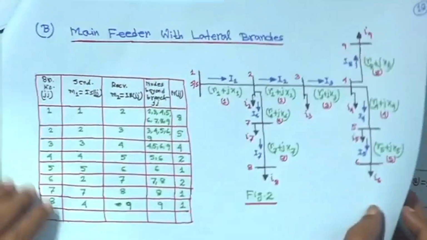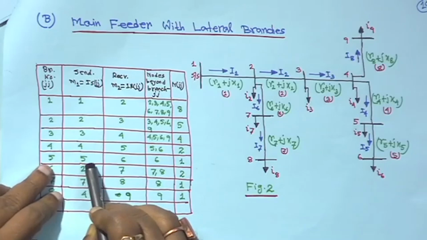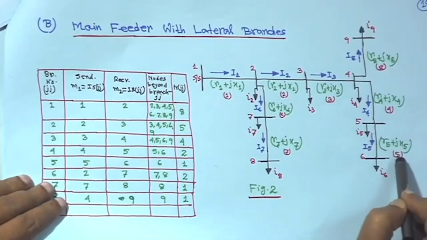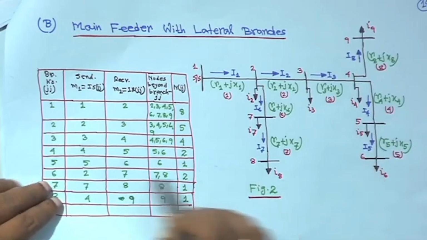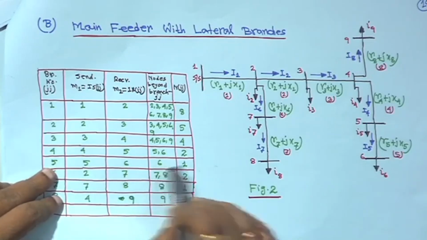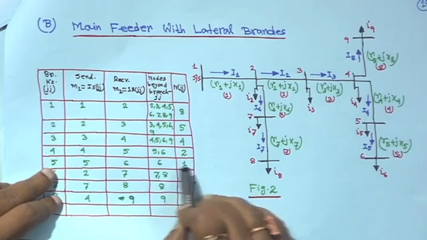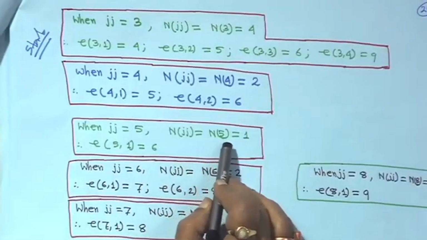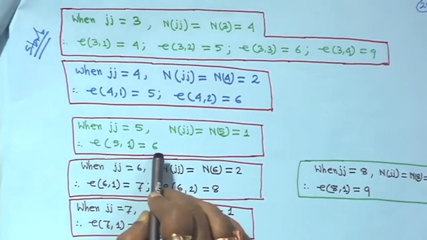Similarly, when branch number jj is equal to 5, this is branch 5. The sending end node is 5 and the receiving end node is 6. So M1 is 5 and M2 is 6, and only one node beyond this branch, that is node 6, and njj is 1 because there is only one node. That means when jj is 5, njj is n5 is equal to 1, so only one E element, that is E51 is equal to 6.